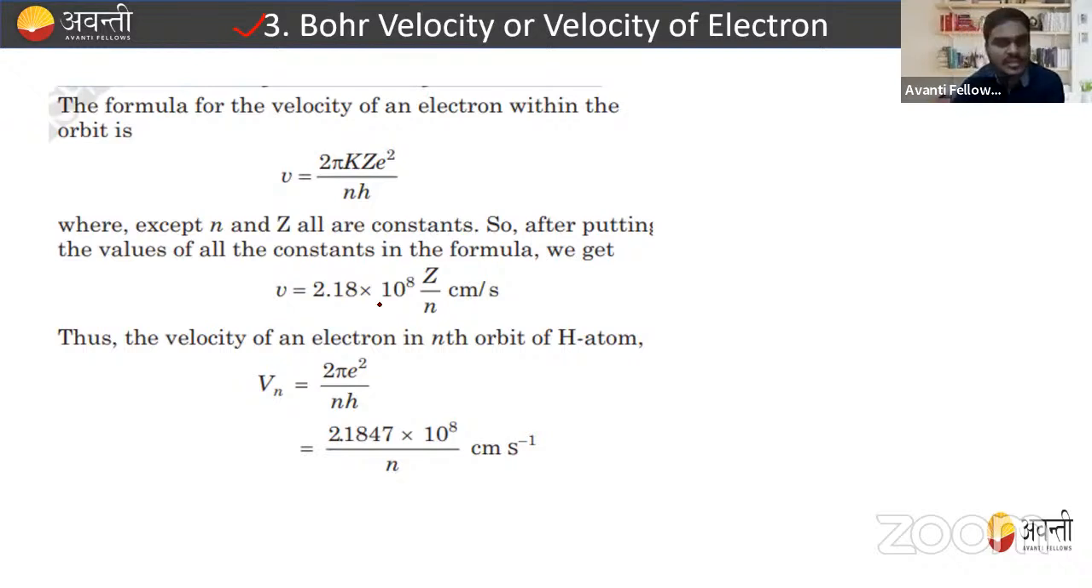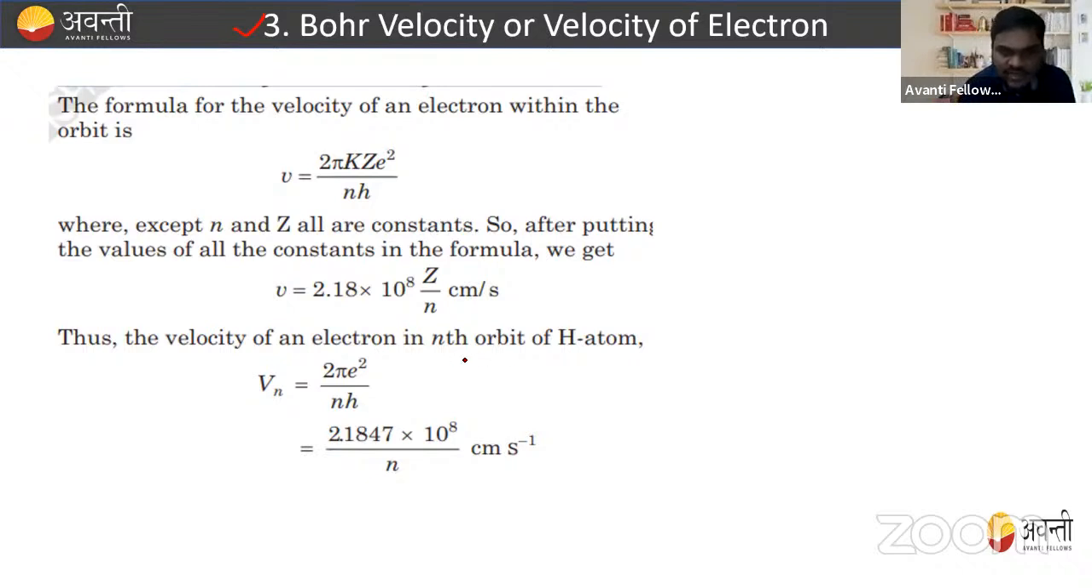So we know that v is equal to 2 pi k Z e squared upon n h, where we know the value of 2, we know the value of pi, we know the value of k, we know the value of e, we know the value of h. After putting all these values, we get velocity equal to 2.18 into 10 raised to the power 8, just as in the case of energy where we remember 2.18 into 10 raised to the power minus 18. Here only 2.18 into 10 raised to the power 8, into Z upon n, and the unit is centimeter per second, right? So this is the formula.